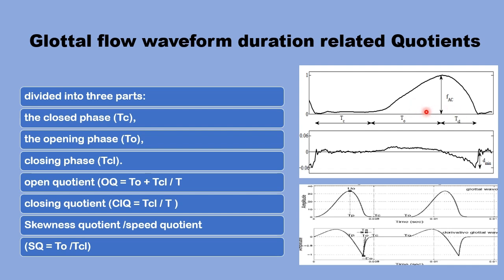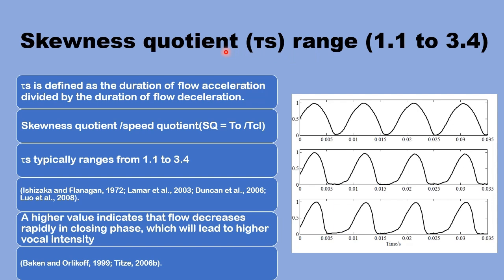So rather than adding them together, we're dividing the opening phase in here by the duration of the closing phase to give the skewness quotient or the speed quotient. This skewness quotient, which is defined by the duration of the acceleration divided by the duration of the flow deceleration, ranges between 1.1, where the two are almost equal, to 3.4 when the opening phase is as much as 3 times the duration of the closing phase due to the abrupt closure of the vocal folds.